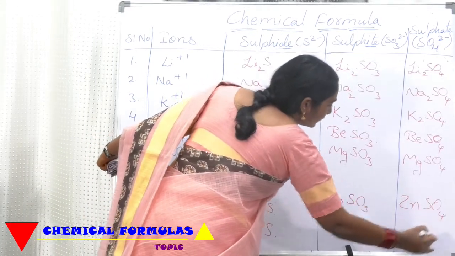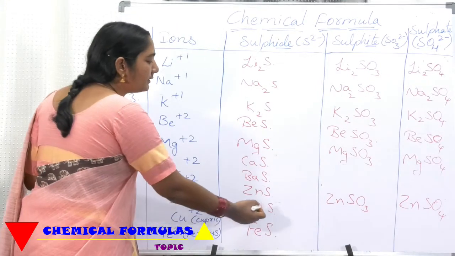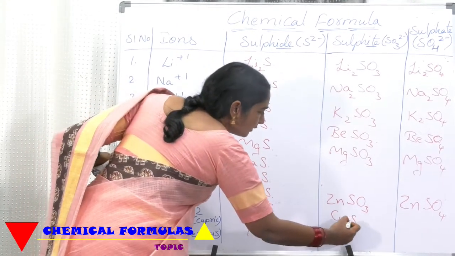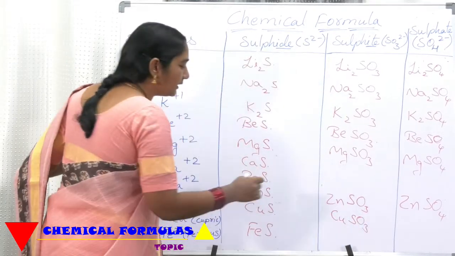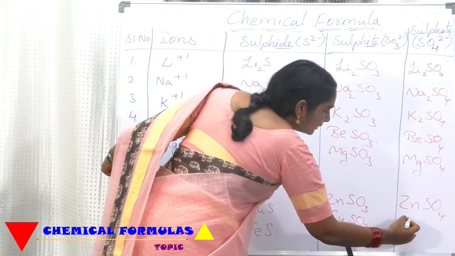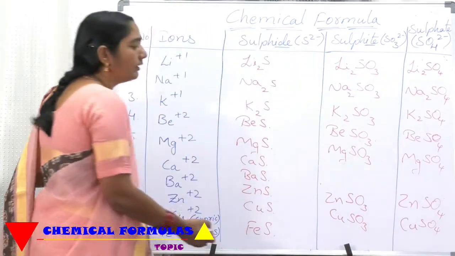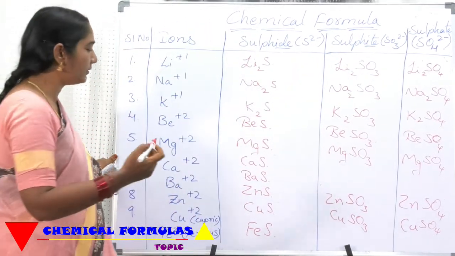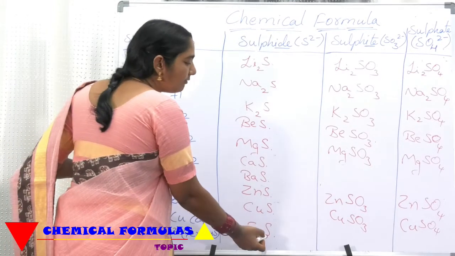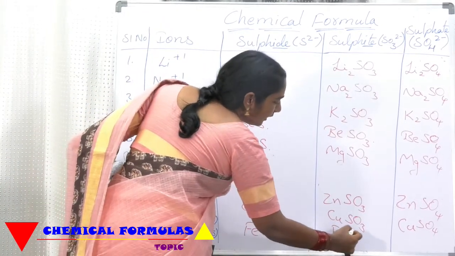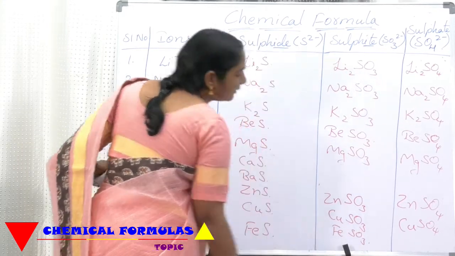ZnSO4. Zinc sulfate. Copper sulfide, CuSO3. Copper sulfide. Copper sulfate, CuSO4. Copper sulfate solution, very colorful, blue in color. Copper sulfate. Iron sulfide, FeSO3. Iron sulfide.